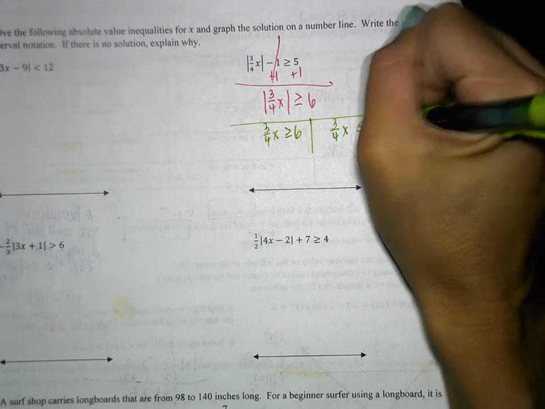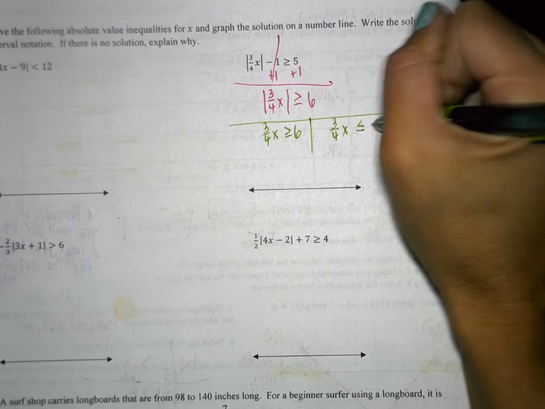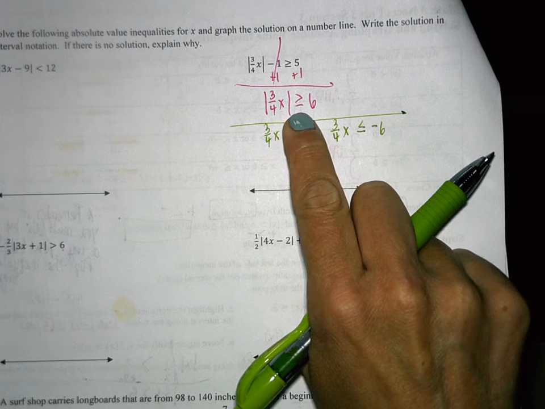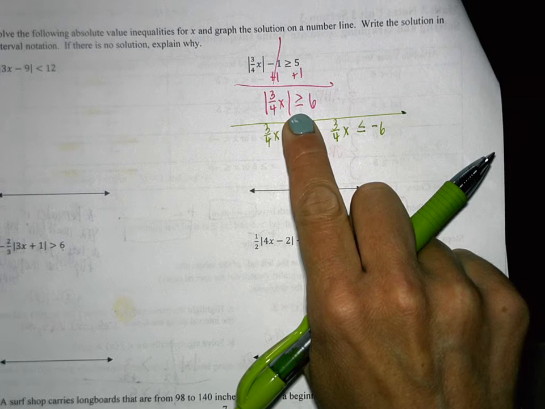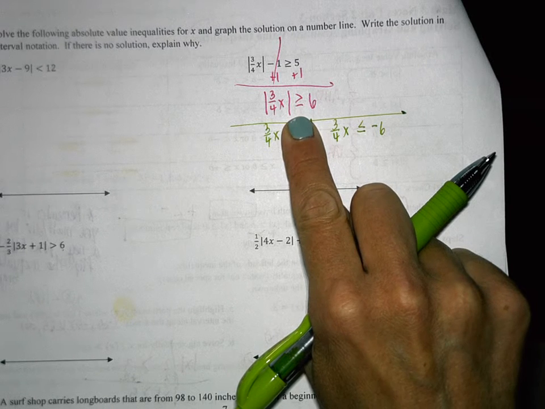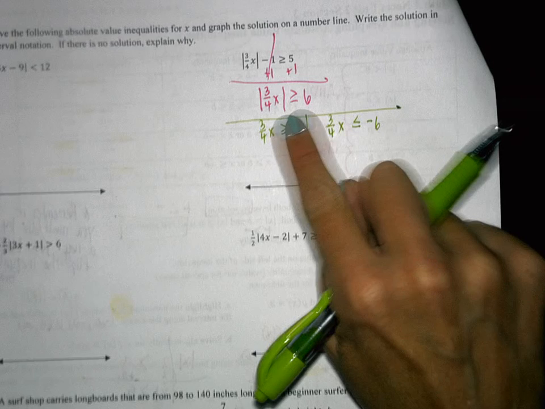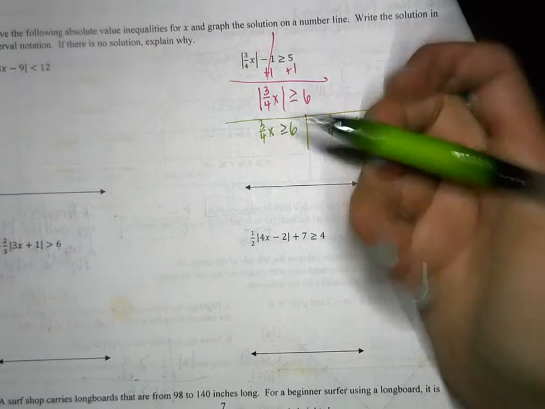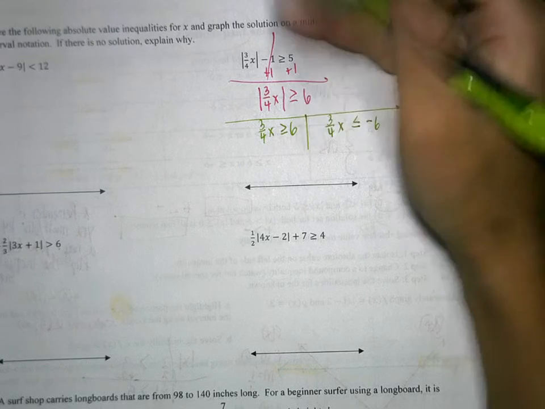Less than or equal to -6. Also, what type of problem do we think this is going to be? So once the absolute value is by itself, this is a greater-or. So always read it from left to right. This is an or problem, greater-or.